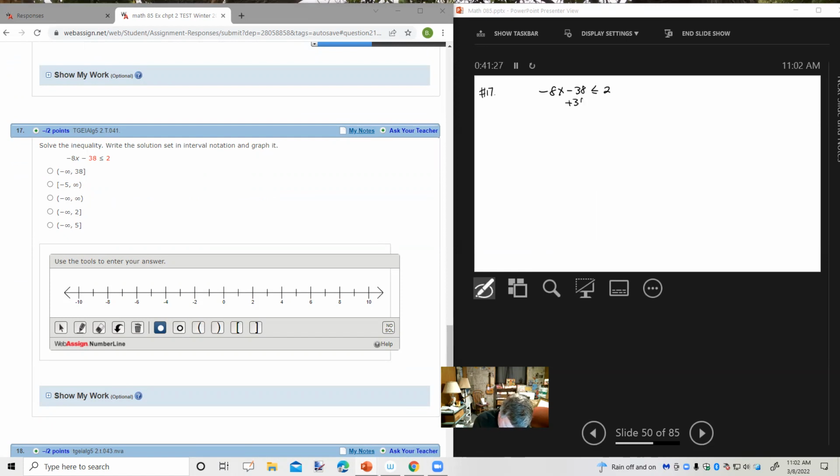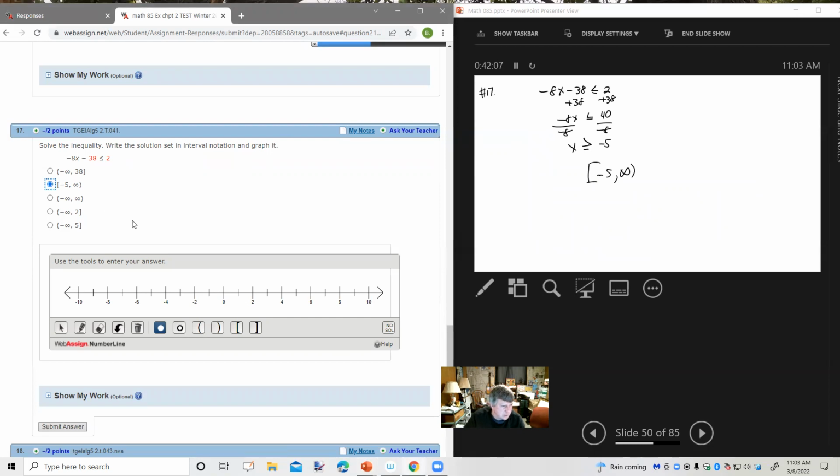I'm going to add 38 to both sides of the inequality, which gives me negative 8x less than or equal to 40. I'm going to divide both sides by negative 8. But because I divided by a negative number, I changed the direction of the inequality sign. Remember, if you multiply or divide both sides of an inequality by a negative number, you change the direction of the inequality. So I want x greater than or equal to negative 5.